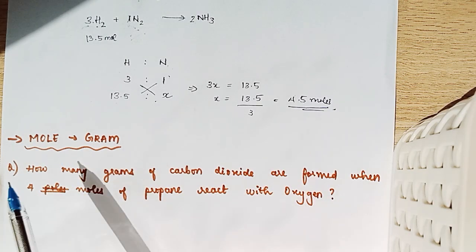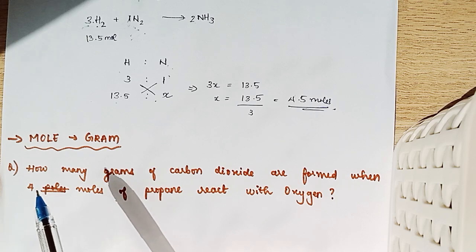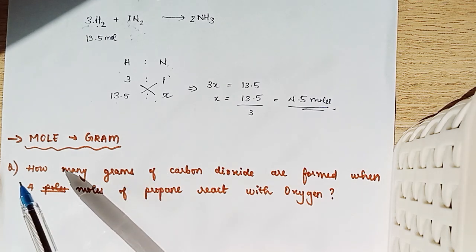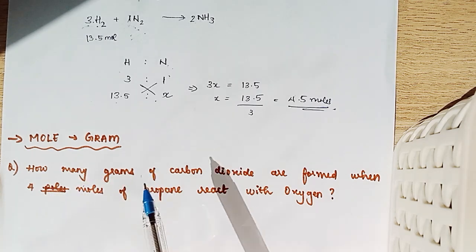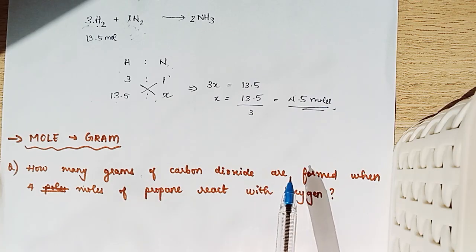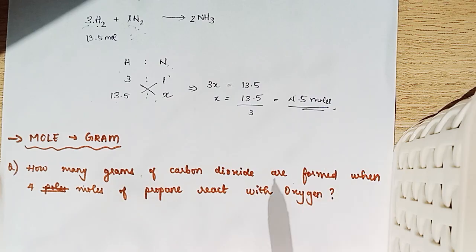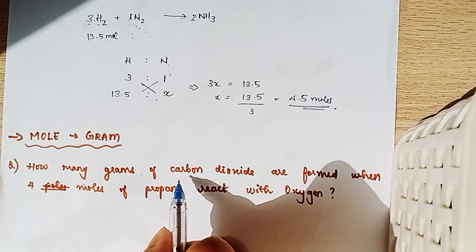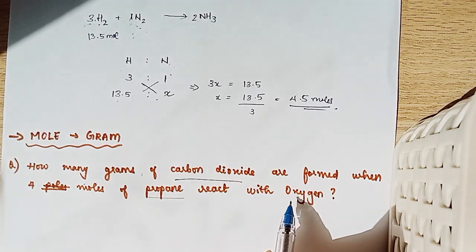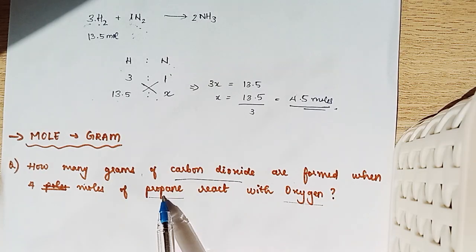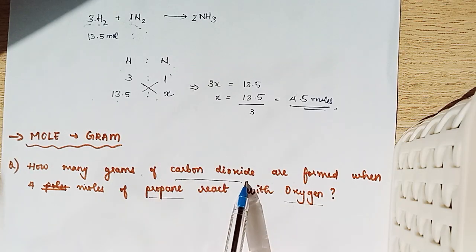The next thing that we need to know is mole to gram conversion. So this is the question. This is another common question that is used for exams. The question is, how many grams of carbon dioxide are formed when 4 moles of propane react with oxygen? So again, what all are given? Carbon dioxide, propane and oxygen. So propane reacts with oxygen to give out carbon dioxide.